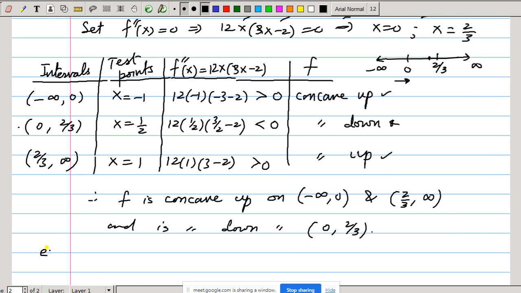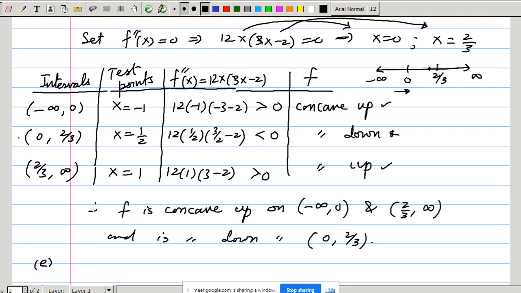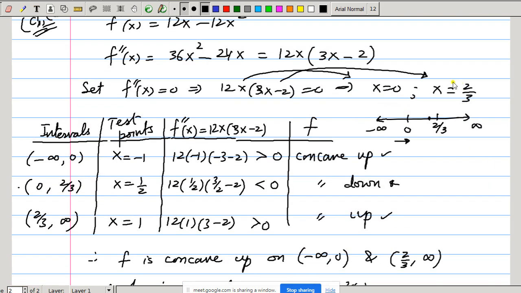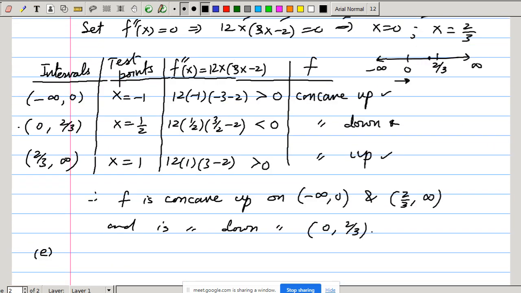The last part is E. What are the inflection points? Inflection points are those where your concavity changes. The second derivative is 0 at 0 and 2 by 3, and concavity also changes here. When passing through 0, the concavity was upward, but after that it becomes downward, so this is an inflection point. Concavity is downward before 2 by 3 and after that it again becomes upward. So concavity changes at 0 and 2 by 3.